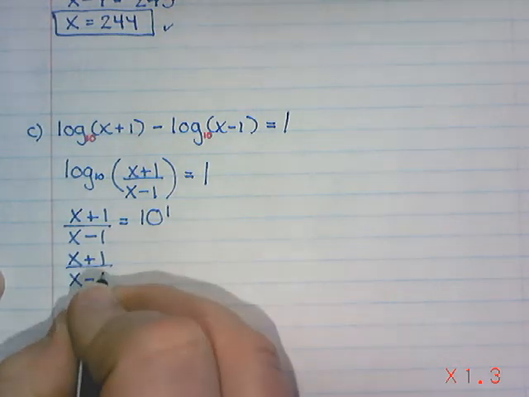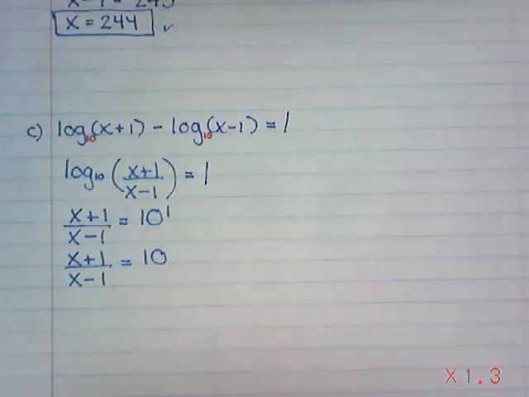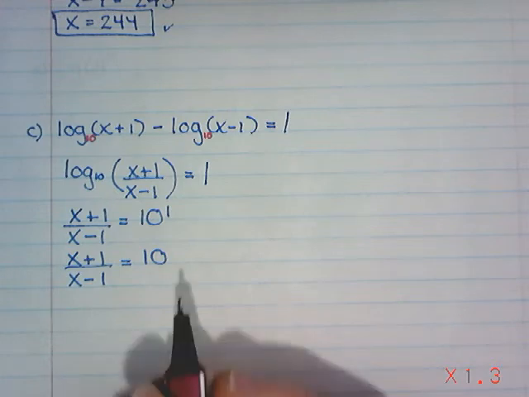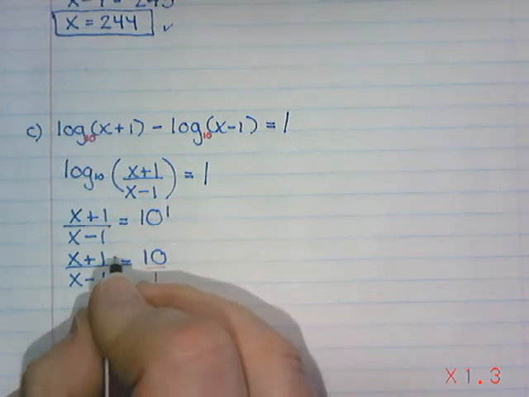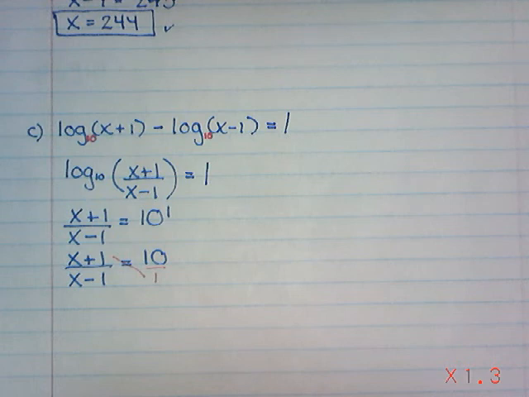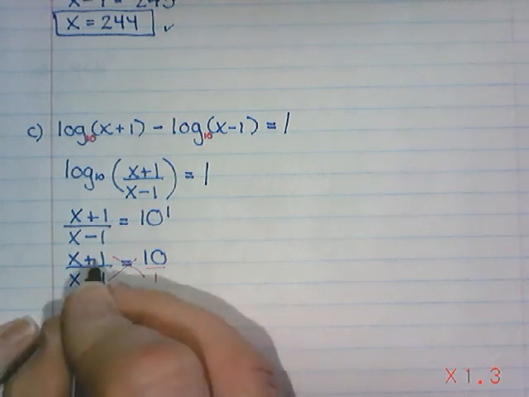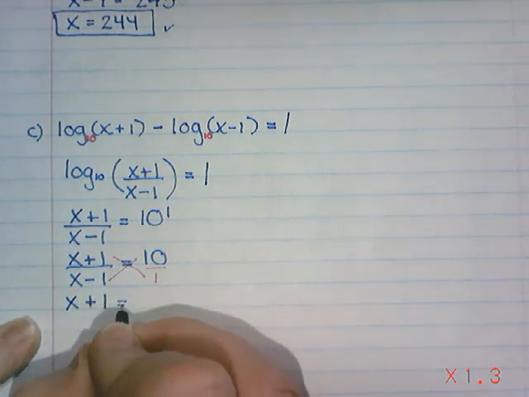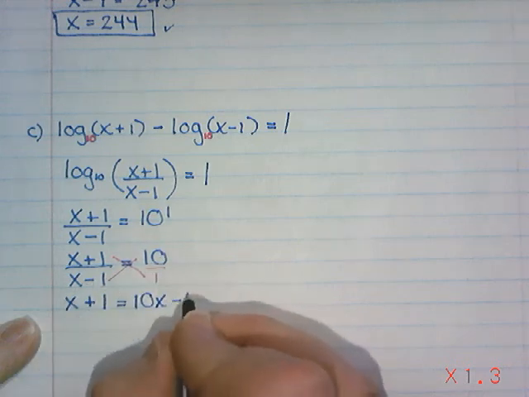So I have x plus 1 over x minus 1 equals 10. And then I need to solve, and it's a rational equation. So my preferred strategy for rational equations is cross multiplying. This 10 is secretly over a 1. So I'm going to multiply x plus 1 by 1 and x minus 1 by 10. So 1 times x is x. 1 times 1 is 1. 10 times x is 10x. And 10 times negative 1 is negative 10.